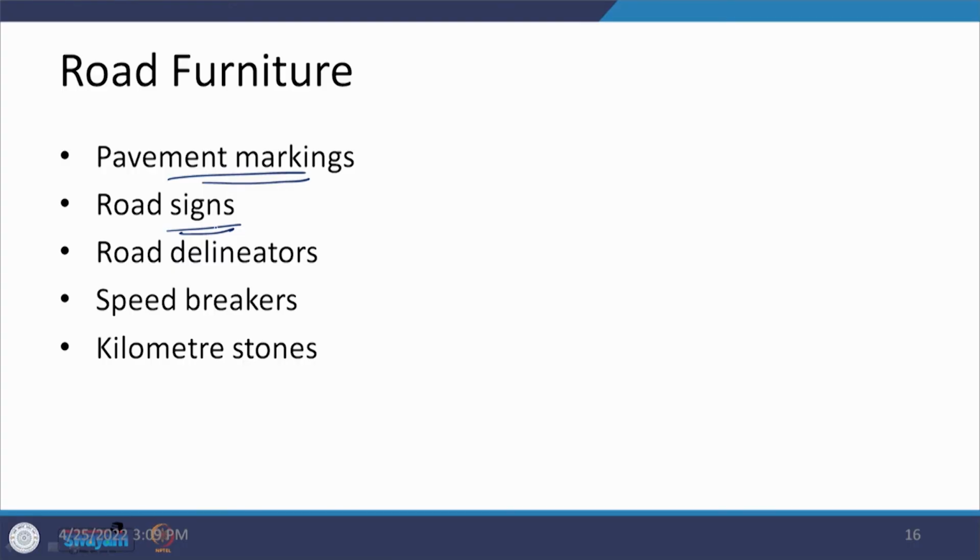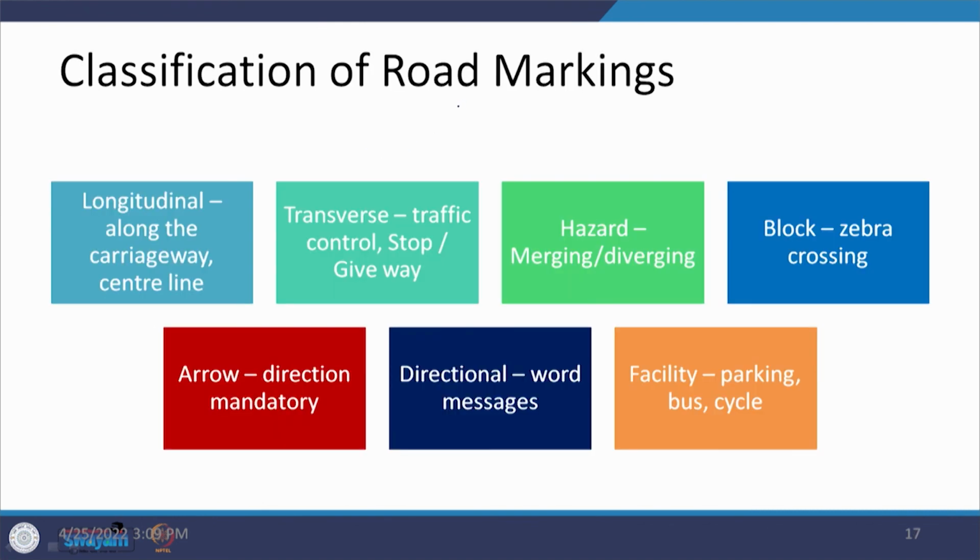The road signs are mainly visible to you more on the road than markings, because you simply keep looking towards the top. Then the road delineators which can be provided, the speed breakers, because that is a utility which is usually going to be there in the urban area, and then the kilometer stone is another thing we are going to talk about. We are going to look at these things one by one, starting with the pavement markings. Here I am going to just give you a classification of those markings, and then we are going to stop in a slide or two.